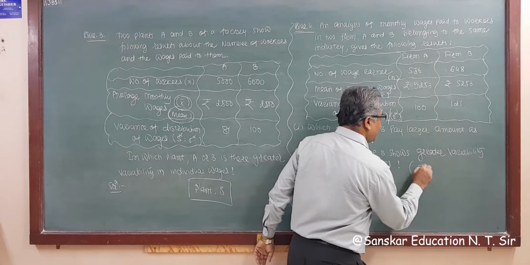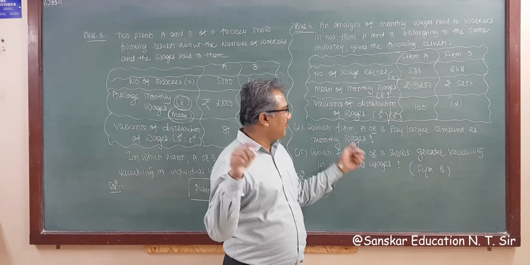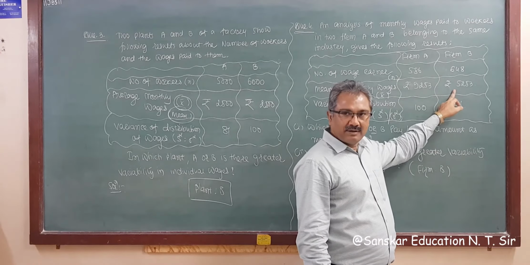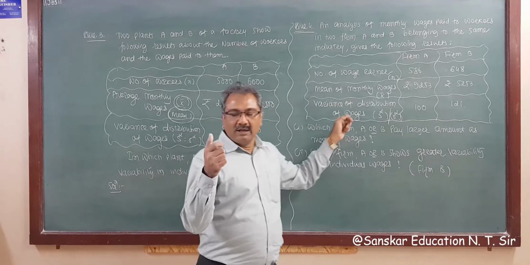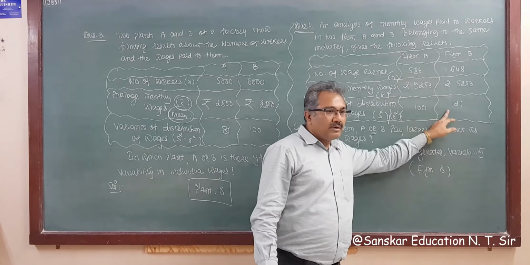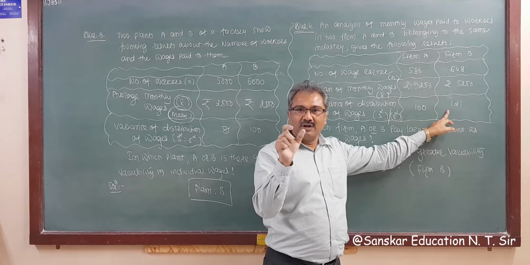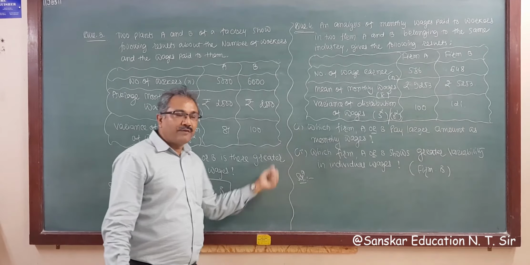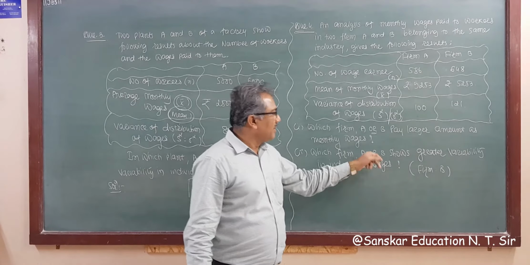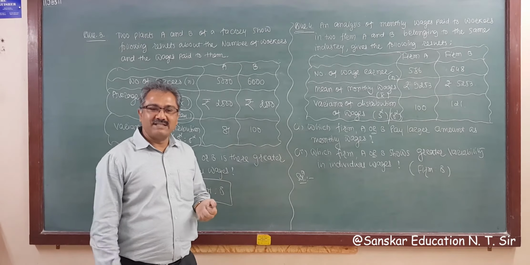So I am writing here firm B, and the reason, listen, is the same mean. A firm which has a greater value of variance has more variability in individual wages. So firm B has more variability in individual wages.